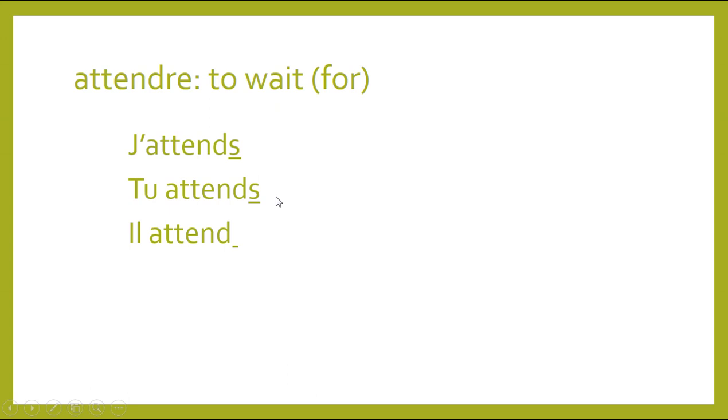Il attend. We took off the RE to find the stem, and then we added nothing to the ending, so it's just il attend. He waits. Elle attend. On attend. Again, for that third person singular, they're all conjugated the same way. You take off the RE and add nothing. Elle attend. She waits. On attend. One waits.